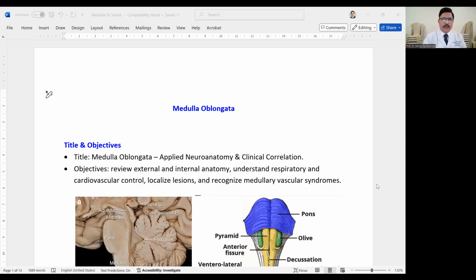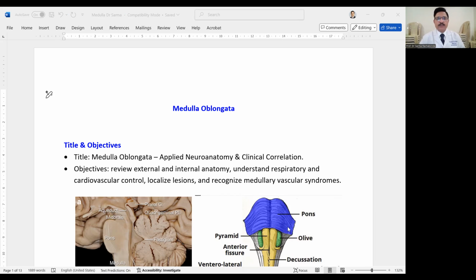We have looked at the brainstem, mainly the midbrain and the pons. Now we are going to look at the medulla oblongata, the applied neuroanatomy and clinical reasons why we are studying it. Objectives: to review the external and internal anatomy, understand the respiratory and cardiovascular control located in the medulla oblongata, localize the lesions, and recognize the various medullary vascular syndromes.